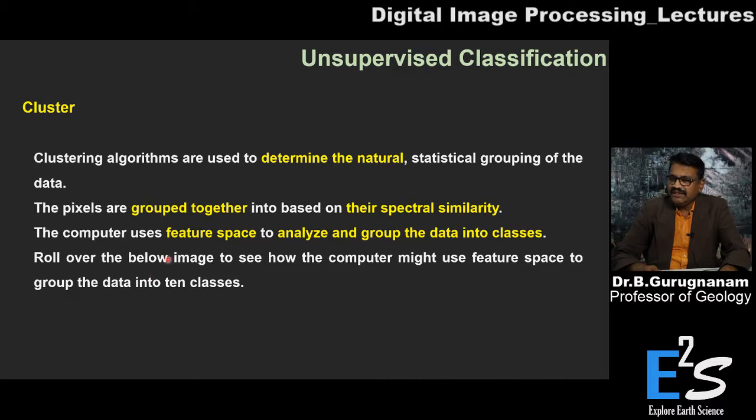So what does unsupervised classification do? It determines the natural grouping. After grouping based on the spectral similarity, features are categorized and analyzed into different classes on their own, and after that you roll over below the image and see how the computer might use it. It's a very simple concept. Grouping together based on what? Based on the spectral signature or the numbers.